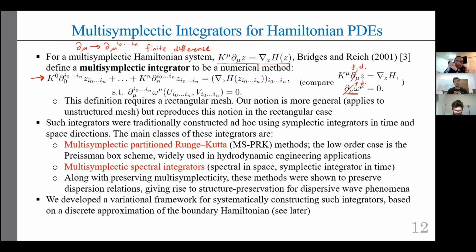But anyways, going on, these integrators, as I mentioned, were constructed ad hoc. And the way they did that historically was to take symplectic integrators in time and space directions and concatenate them. So this is the usual motif: symplectic in time plus symplectic in space equals multisymplectic in space-time.